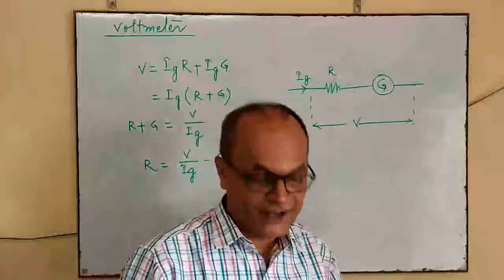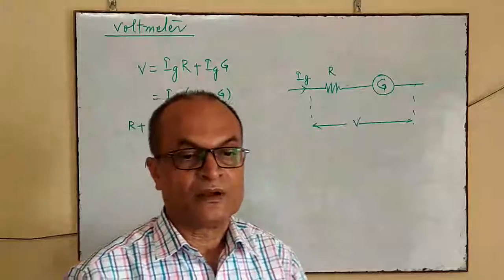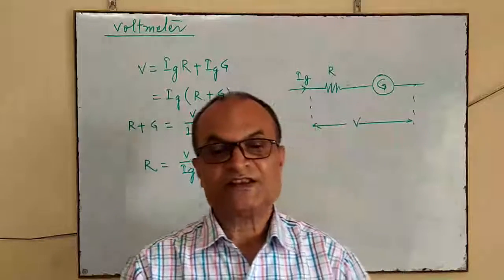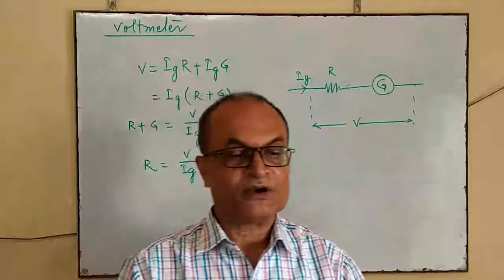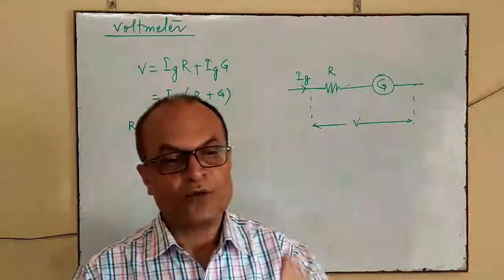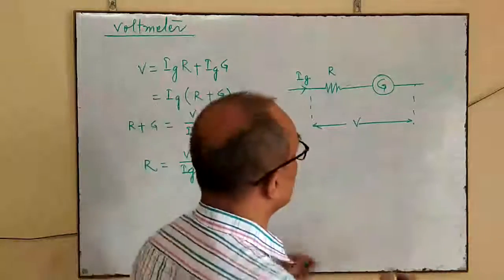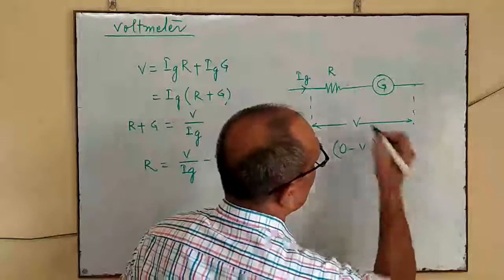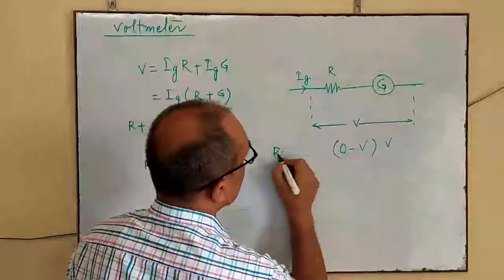So this is the required value of the resistance which must be connected in series to the galvanometer to convert it into a voltmeter of range 0 to V volt. This is the range.